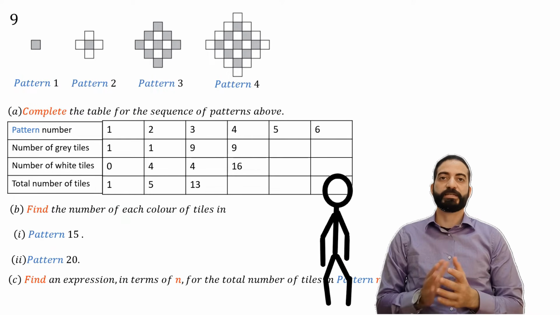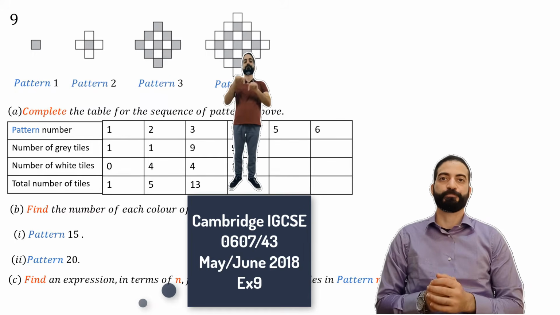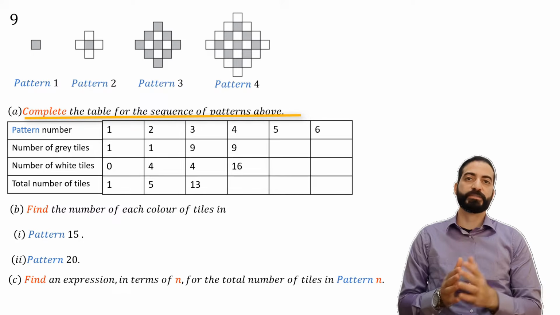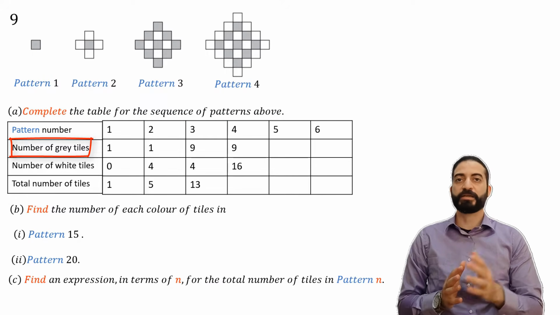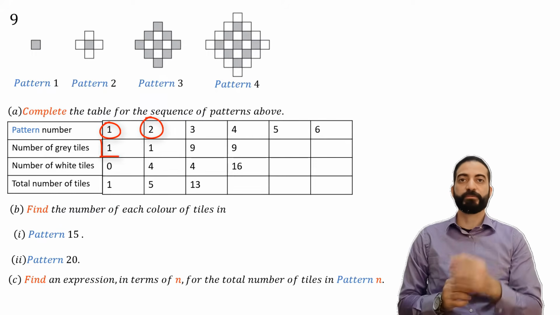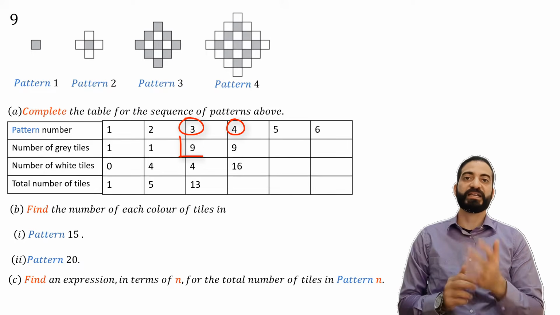Hello everyone, we'll start by solving question 9 of the Cambridge IGCSE 2018 exam. Part A, complete the table for the sequence of patterns above. As we see here in the number of gray tiles, we have 1 in pattern 1 and 2, and in pattern 3 and 4, we have 9.